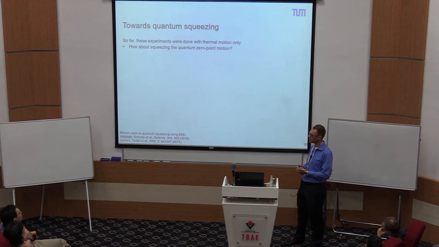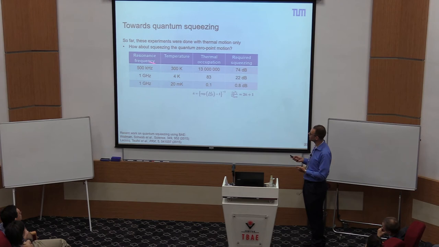So the first thing to look at are now different experimental options. This is what we have, about half a megahertz, room temperature, meaning there is about 13 million phonons, and we would have to squeeze by 74 dB. So I've shown you 15 dB, so that seems to be way out of reach.